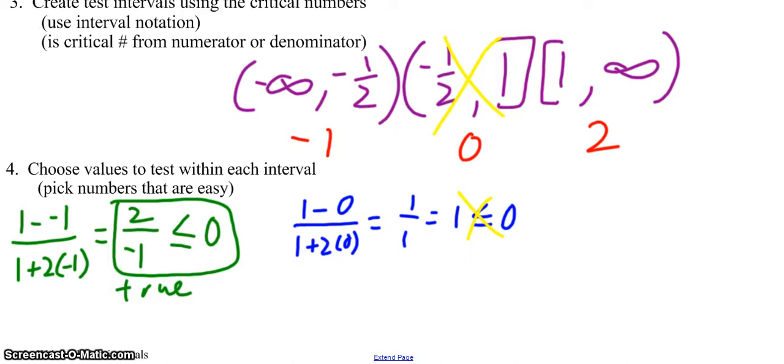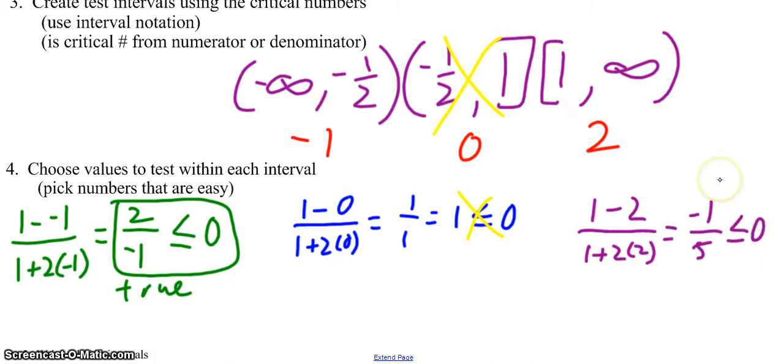And if I try the third one, we have 1 minus 2 over 1 plus 2 times 2. And so here again, I can see the numerator is negative, the denominator is positive, therefore the whole thing is negative. So I don't have to write this step of negative 1 over 5, which is less than or equal to 0, but I'm writing it for your practice. However, if you realize earlier on that something is not going to be true or that it is going to be true, you don't have to show all of the work.